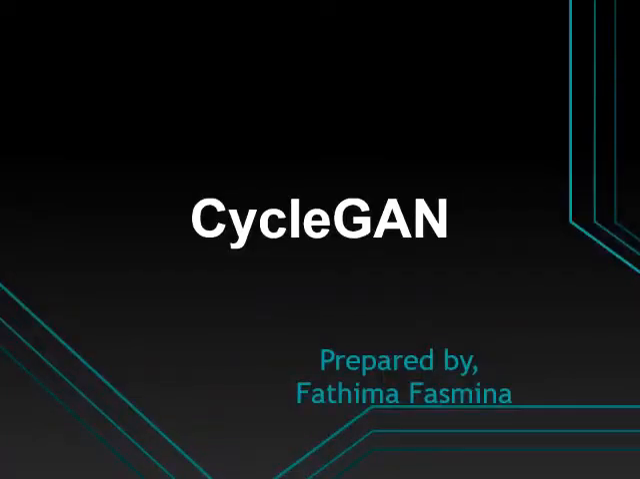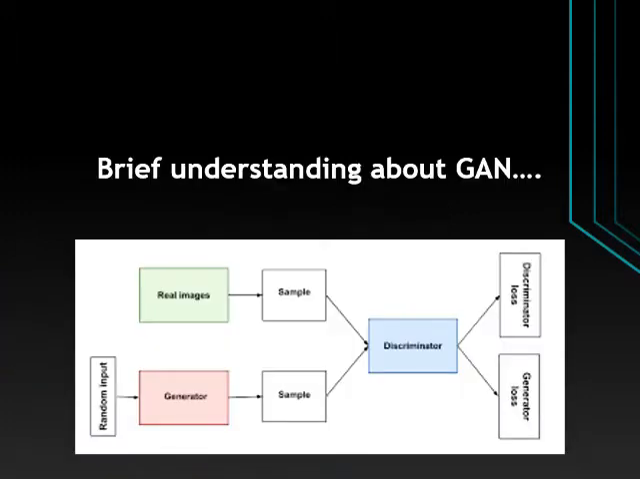Hi all, today I am going to discuss with you the most interesting topic in AI, CycleGAN. Before going to the topic, let's briefly explain what is GAN. GAN means Generative Adversarial Network. It's a powerful class of neural network used for unsupervised learning.